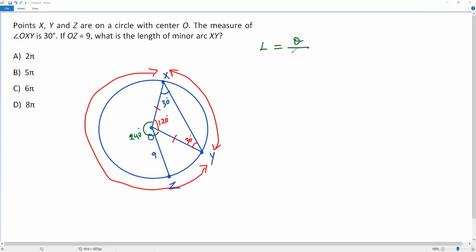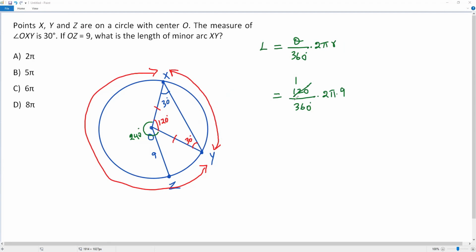The formula is theta divided by 360 degrees times the circumference of the circle, that is 2 times pi times r. Here this theta is the central angle of the arc. For this minor arc XY, the central angle is 120 degrees. We can plug in this 120 degrees for theta over here. Then we have 120 degrees by 360 degrees times 2 pi times r. Here this r represents the radius. Already we know that the radius of the circle is 9. We can plug in 9 for r.